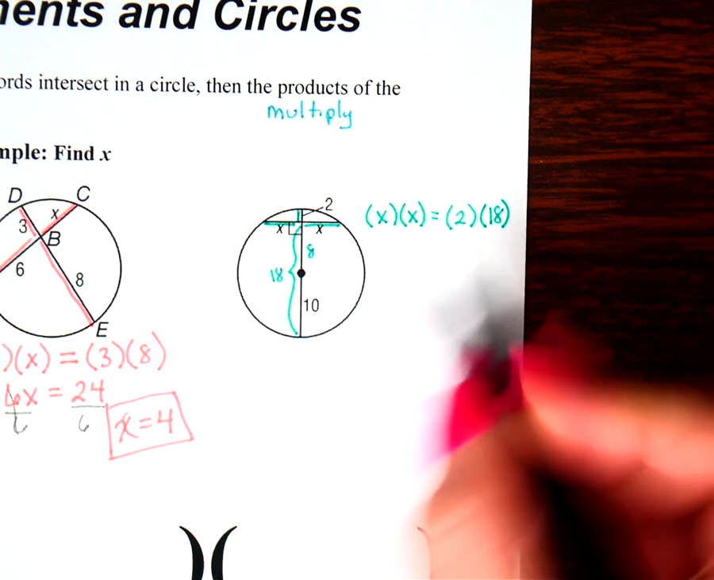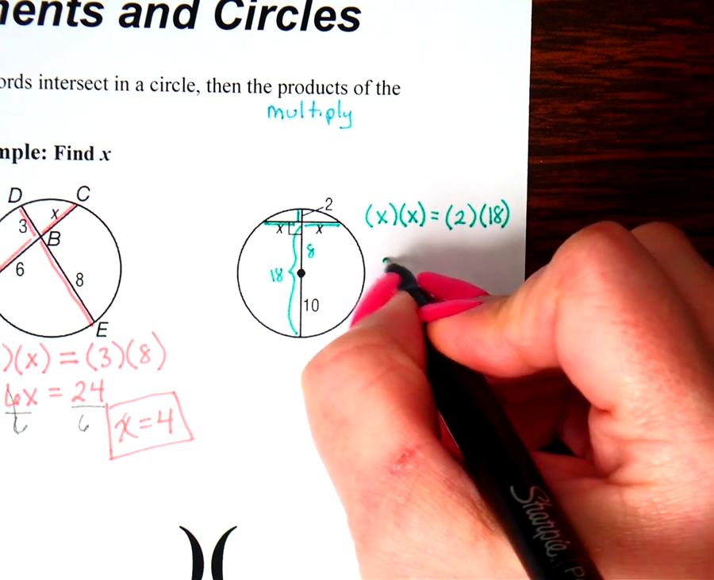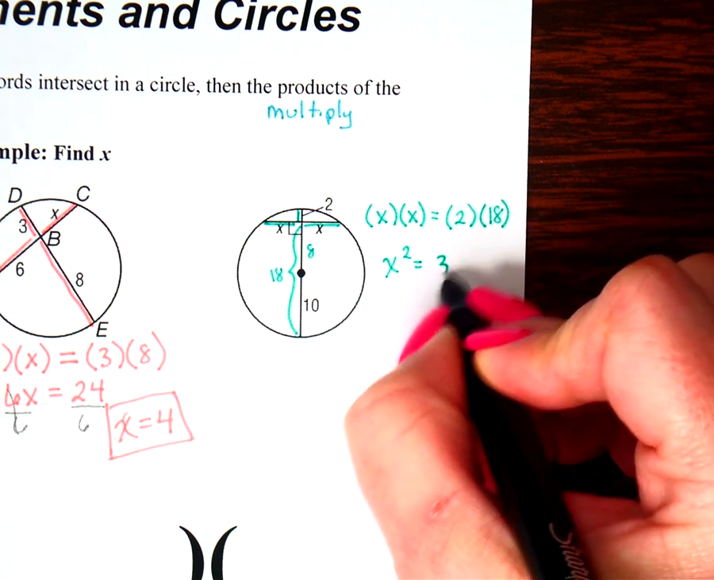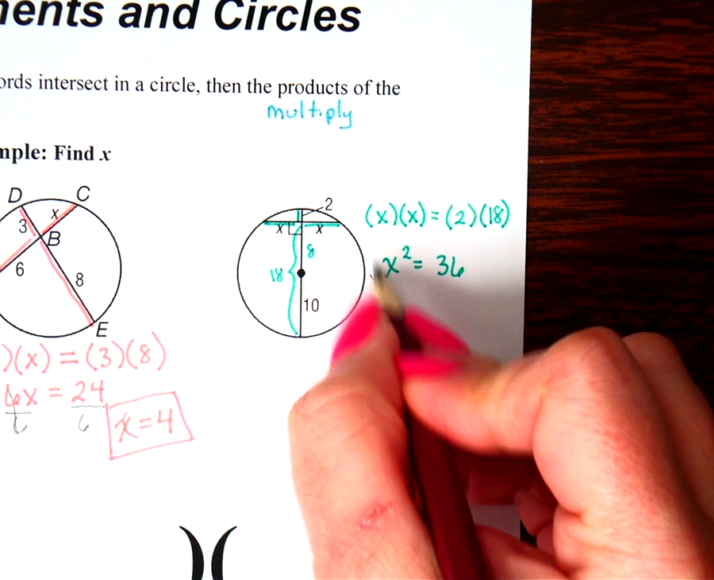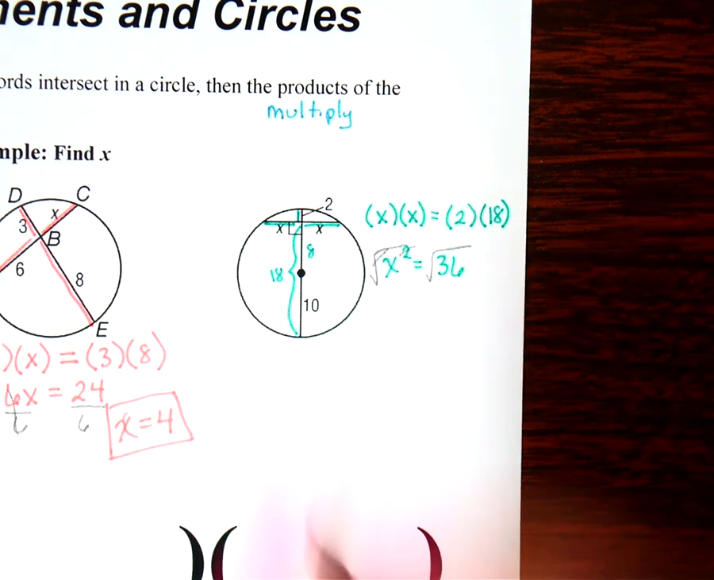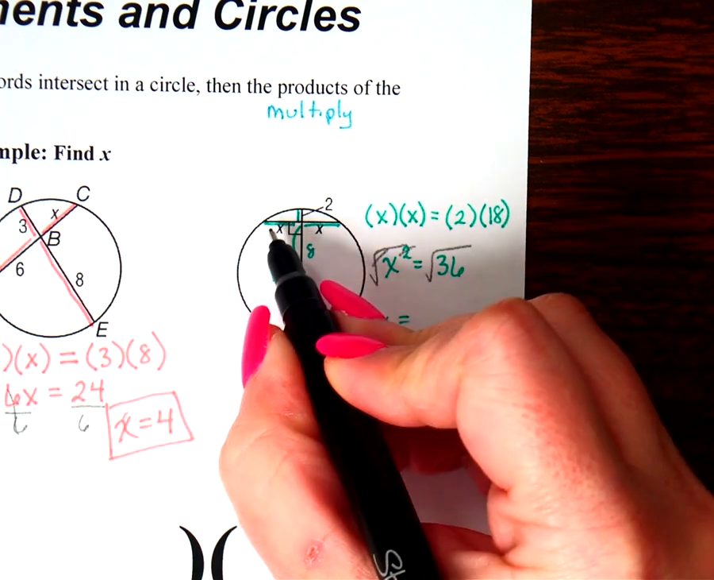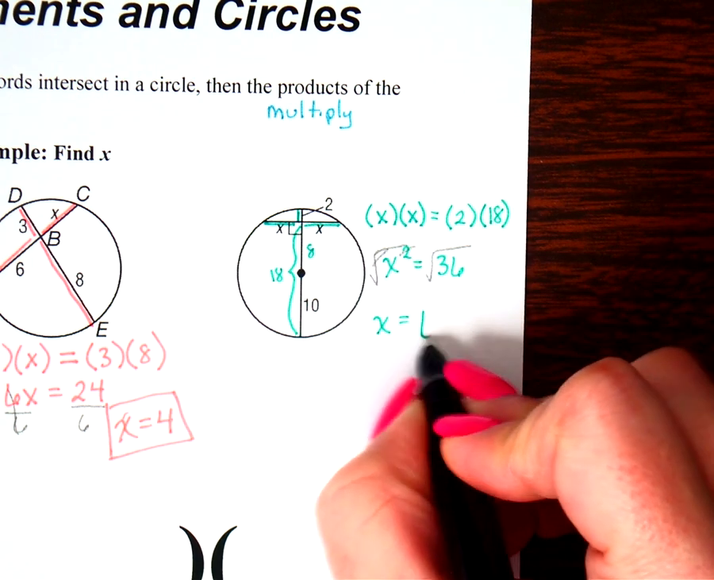Okay, x times x is not 2x. X times x is x squared. 2 times 18 is 36. And then we get rid of that square by square rooting. In Algebra 2, we'd say the answer was 6 and negative 6. But in geometry, these x's can't be negative 6 because they're lengths. So my answer is just 6.